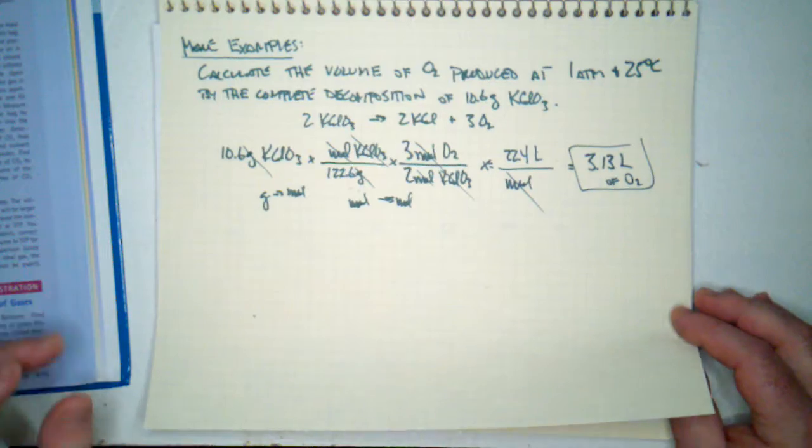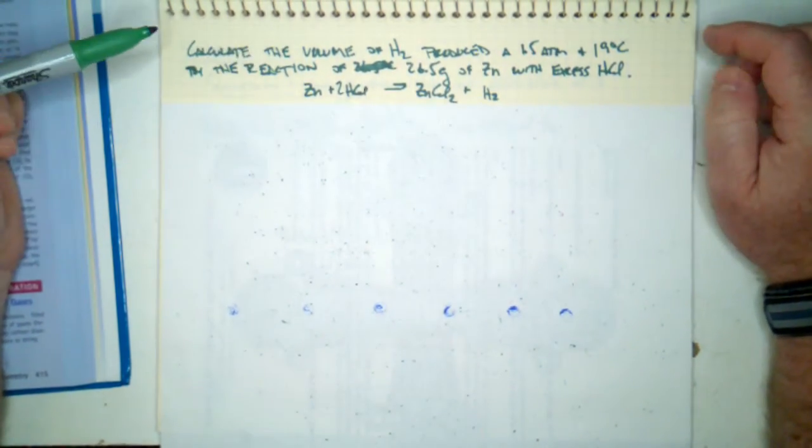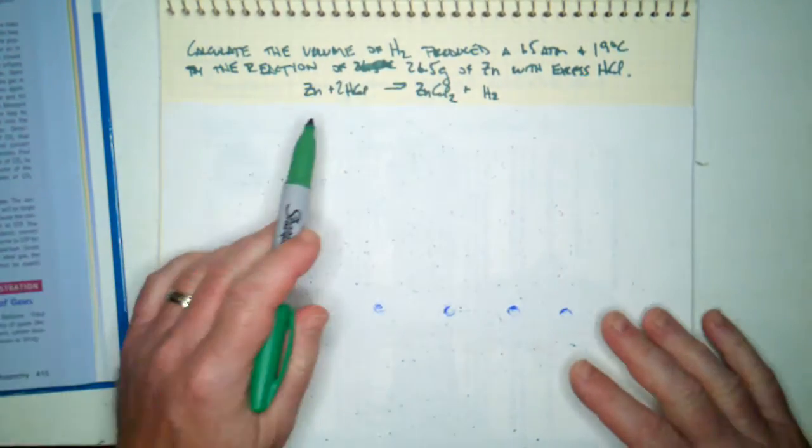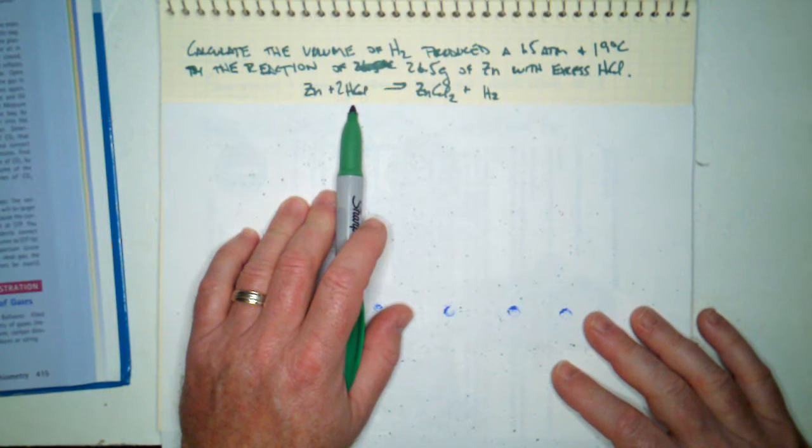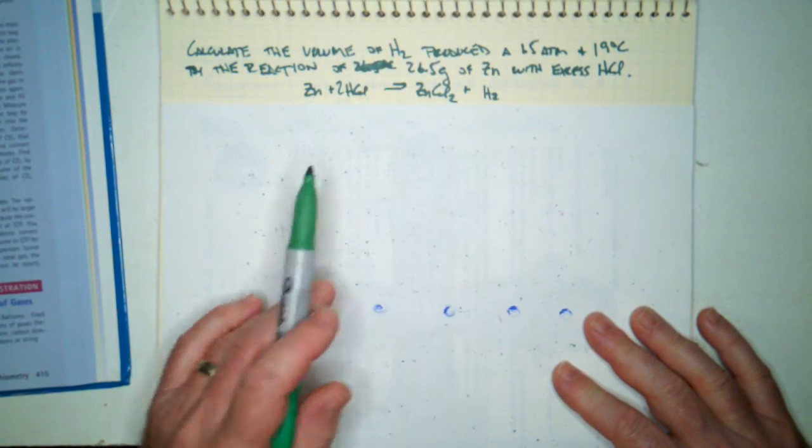Let's take a look at another example. Calculate the volume of hydrogen produced at 1.5 atmospheres and 19 degrees C. Notice, this is not at STP. So we'll have to use the ideal gas law to calculate the final volume of hydrogen. We're reacting 26.5 grams of zinc with excess HCl using this equation. Zinc plus 2 hydrochloric acid yields zinc chloride and hydrogen gas.